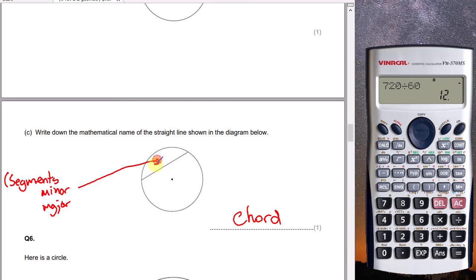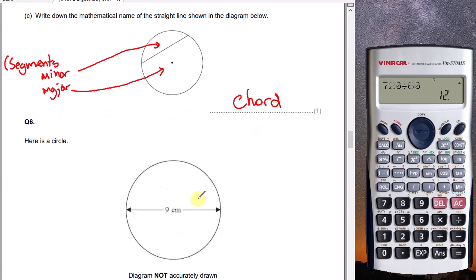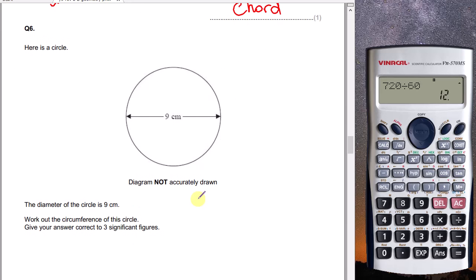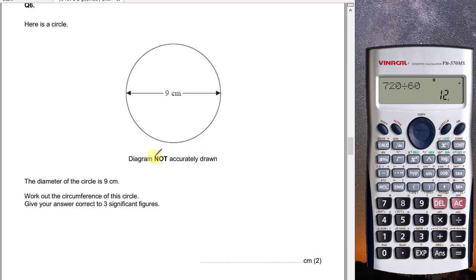A little side note. Sectors are between two radii. Segments split a circle across a chord. So here's a diagram, not properly drawn. Here's a circle. The diameter is 9. Work out the circumference of this circle.